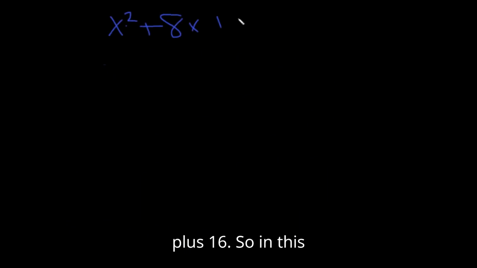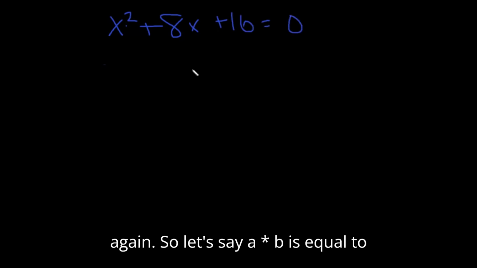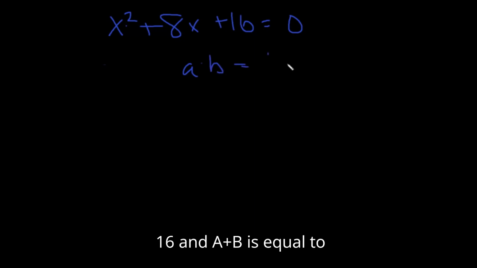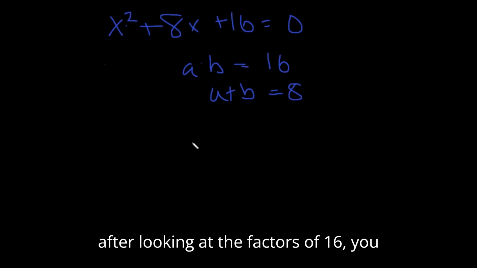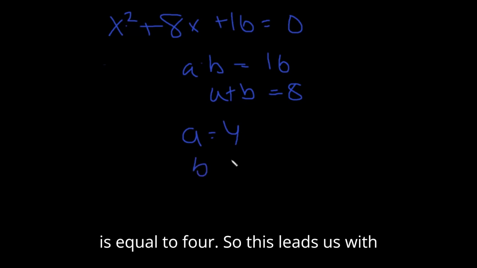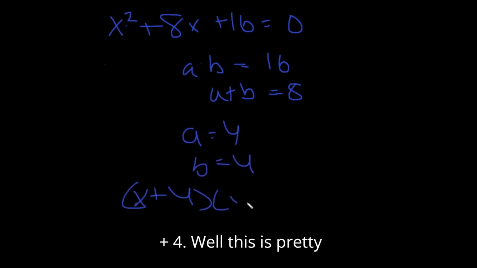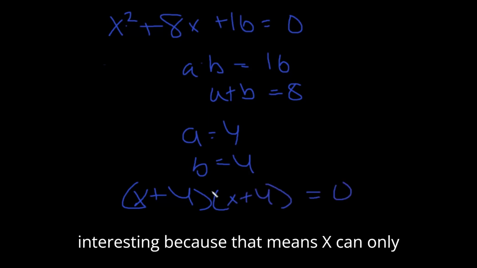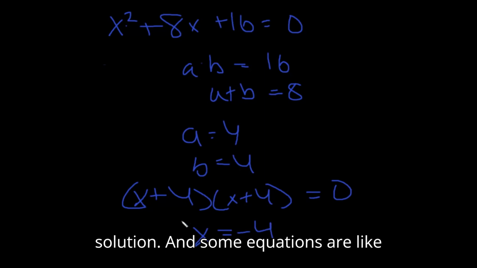Let's look at one more special case. So let's look at the equation x squared plus 8x plus 16. So in this equation, let's try the factoring method again. So let's say a times b is equal to 16, and a plus b is equal to 8. So after looking at the factors of 16, you could say that a is equal to 4 and b is equal to 4. So this leaves us with the equation x plus 4 times x plus 4. Well, this is pretty interesting because that means x can only equal negative 4, which is only one solution.